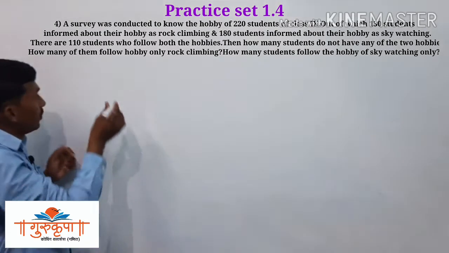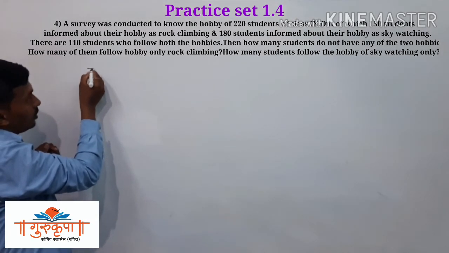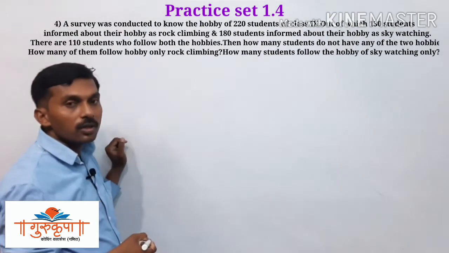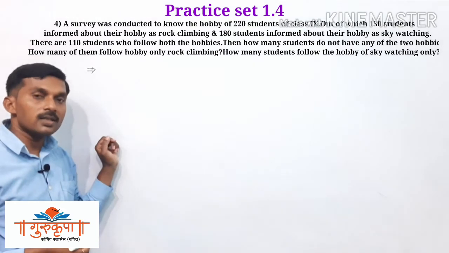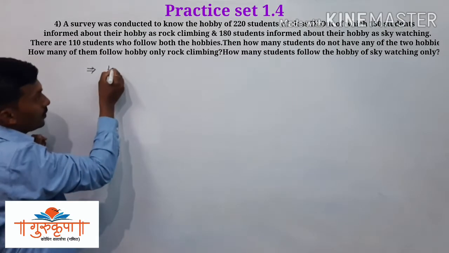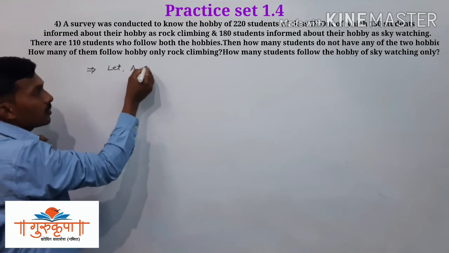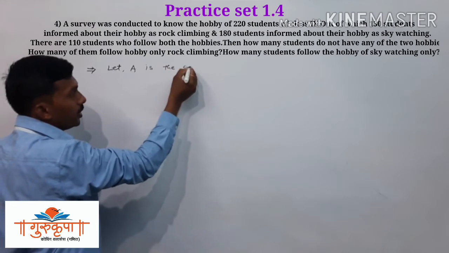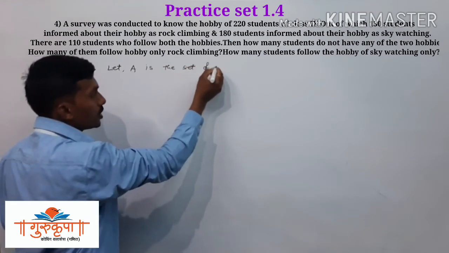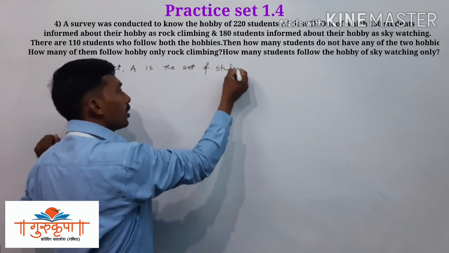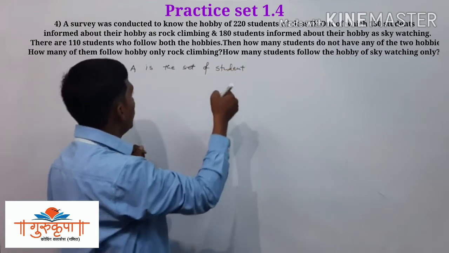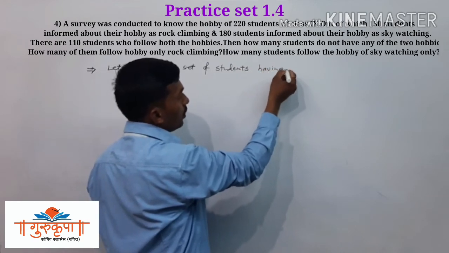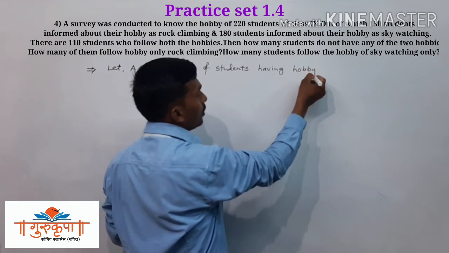Here we will represent the number of students having the hobby rock climbing as set A. So here we will write, let A be the set of students having the hobby rock climbing.